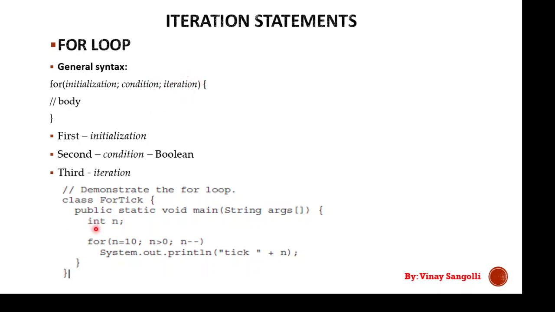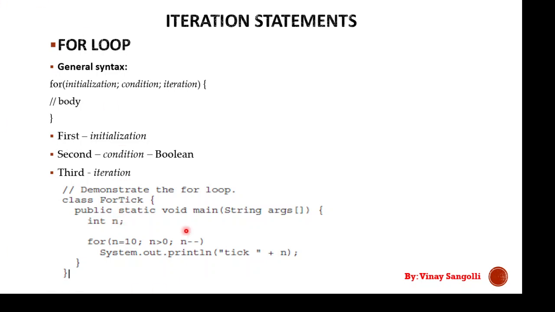So this is just a small demonstration of the for loop, you can see here. The name of the class is ForTick, followed by that we have invoked the main function. So this is the main function invocation, the same line which is available in all our previous programs. Next we have defined an integer. This int n is called the loop control variable. So using this n you will be controlling the loop.